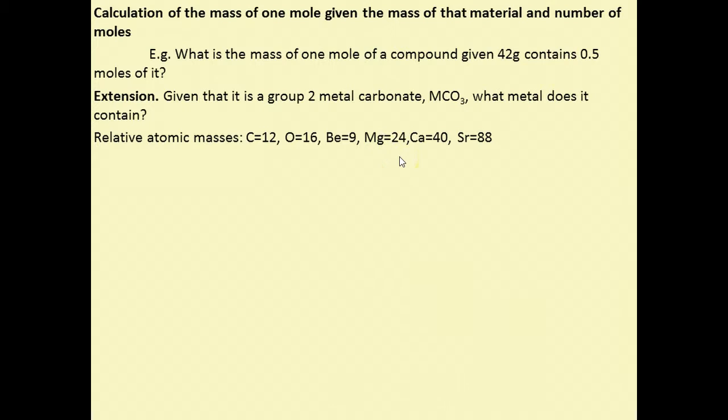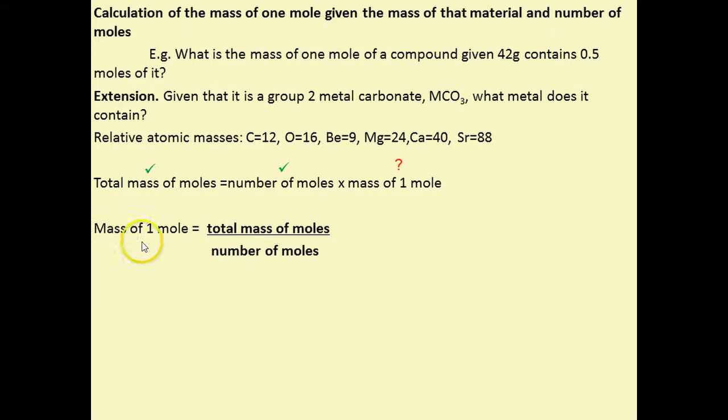Here is another question in that same style. What is the mass of 1 mole of a compound given 42 grams contains 0.5 moles of it? Stage 1, we obviously need to write down our key equation, identify what we know and what we don't know. Rearrange the equation, so we can say the mass of 1 mole is equal to the total mass of moles divided by the number of moles, and we find we have 1 mole having a mass of 84 grams per mole.